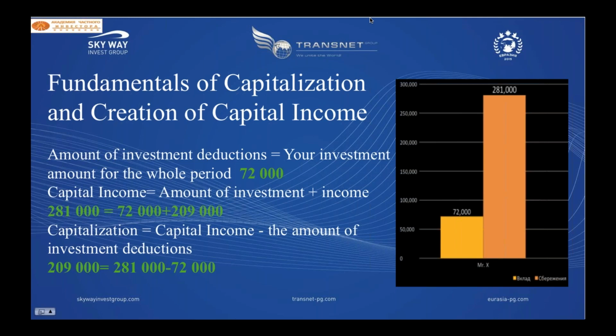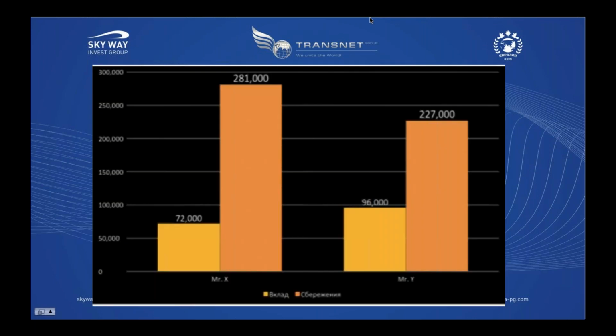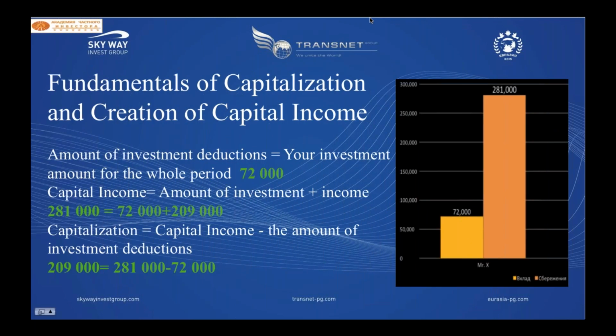And I want you to go back to your family and friends, take a print screen of this and ask them a simple question: who do you think will be more successful? You will be surprised how many people will say, of course, Mr. Y, what are you talking about? He invested 2 times more. But if you do the capitalization using the cumulative percentage, you will realize that actually person X will gain more.